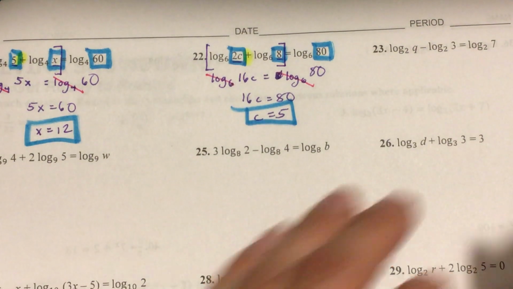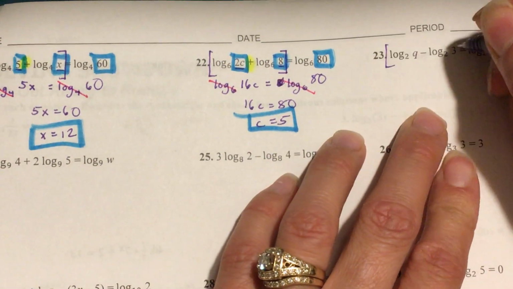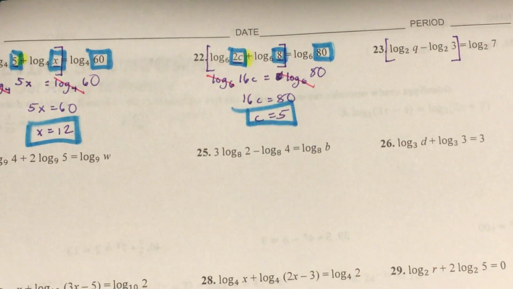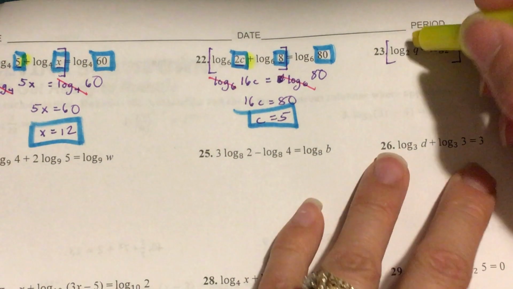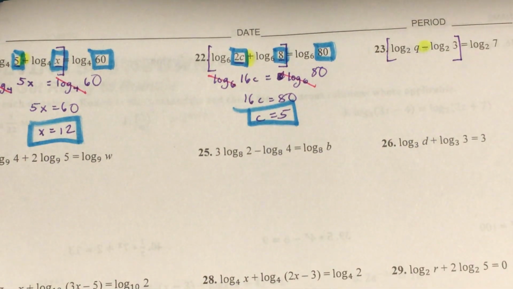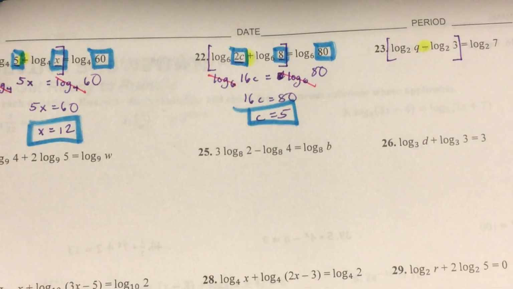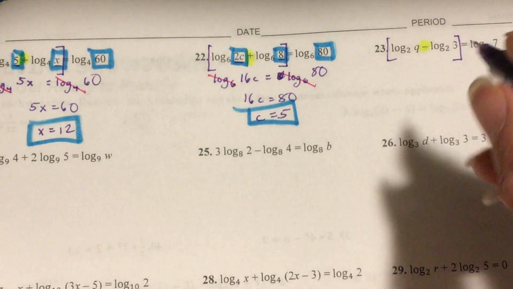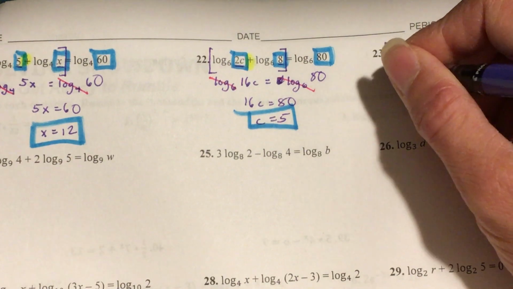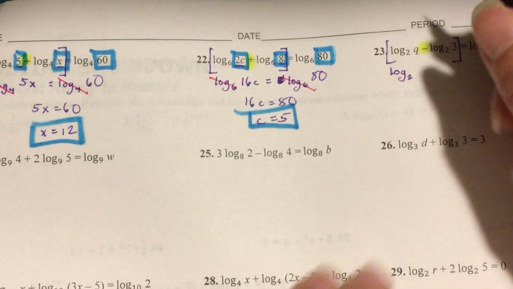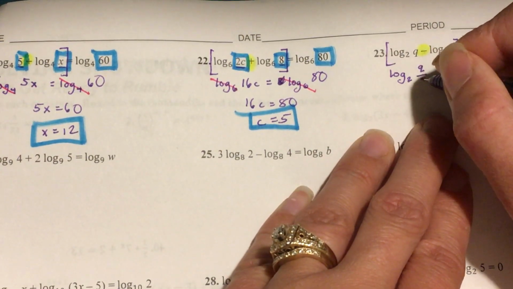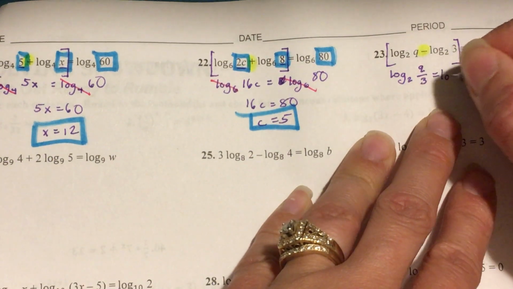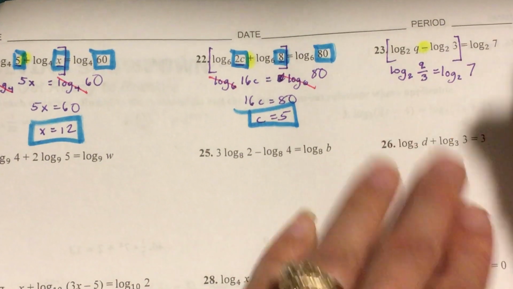These 2 logs are separated by subtraction. So we are going to need to condense them by division. So again, folks, you don't have to do anything fancy and move this log over to the other side. Just when you have 2 or more logs, always condense the 2 that are on the same side first. So these 2 are separated by subtraction. So we're going to condense by dividing. So q over 3 equals log base 2 of 7.